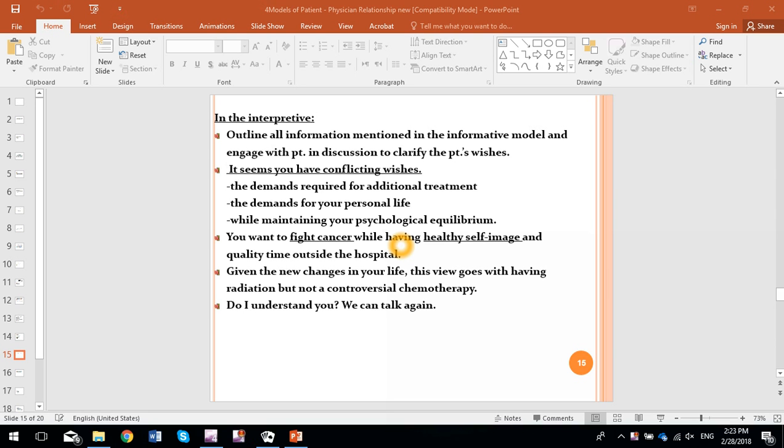Given the new change in your life, new changes, divorce, she has to go back to work. This view goes with what? Having radiation but not a controversial chemotherapy. The social changes that happened to you tell us okay, we can go to radiation but not a chemotherapy that is of controversial efficacy.